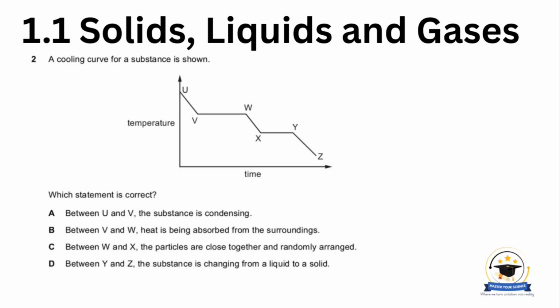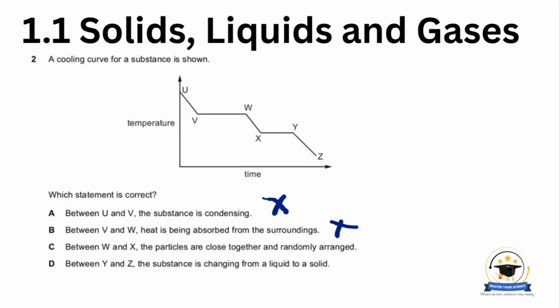Statement A says between U and V the substance is condensing, and this is incorrect. As we have stated, between U and V the substance is a gas. Condensation takes place between V and W. That also makes statement B incorrect, because since condensation is taking place, heat is actually being lost to the surroundings.